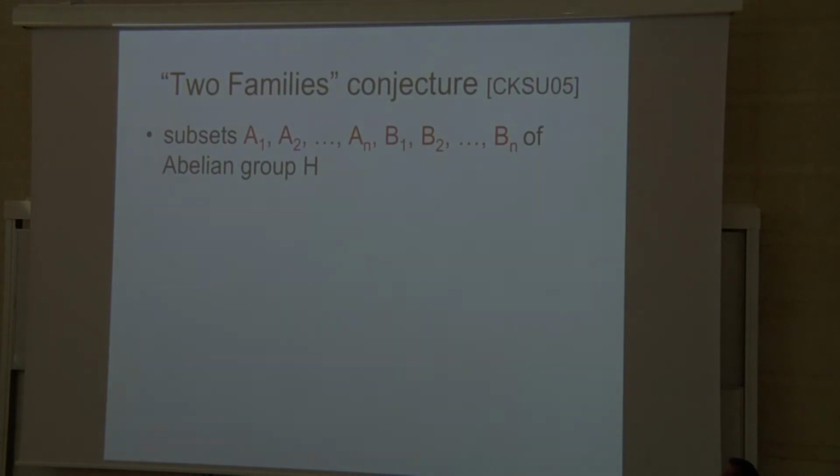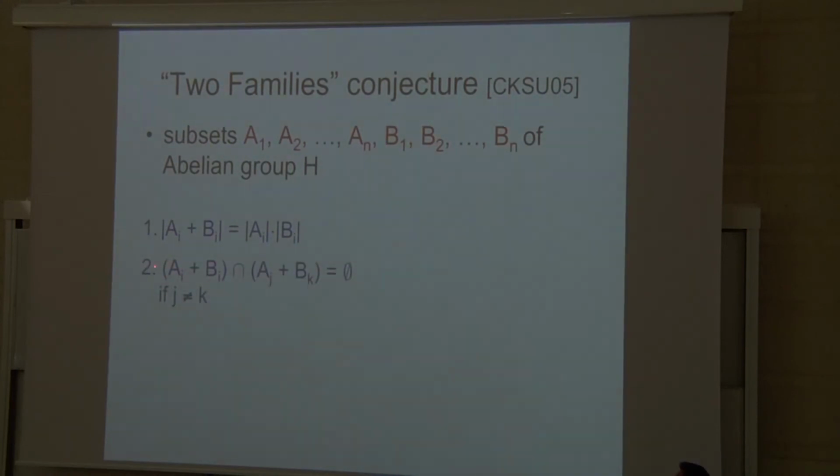And then the last conjecture, which is related to the laser method, but I won't make the connection, I just want to state it, is what I call the two families conjecture. Here we're interested in n different subsets, A1 through An, and another n subsets B1 through Bn of an abelian group H, which have the property that the sums Ai plus Bi are all distinct. So if you look at all the sums coming from an Ai and a Bi, you get distinct values. So there's size of Ai times size of Bi many of them.